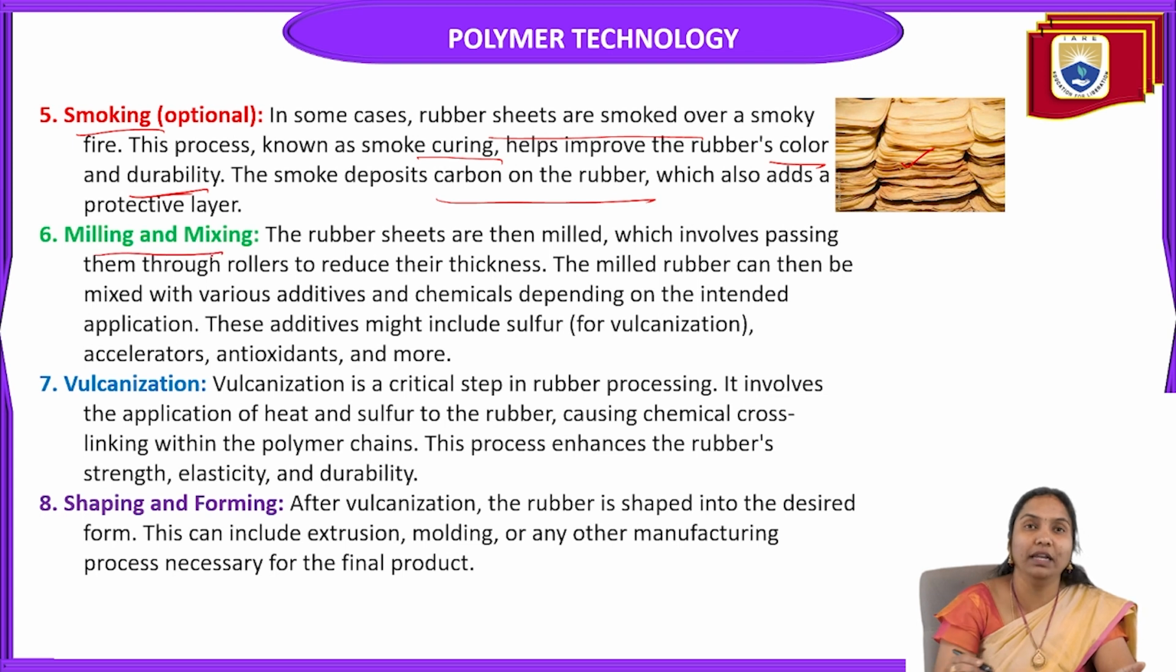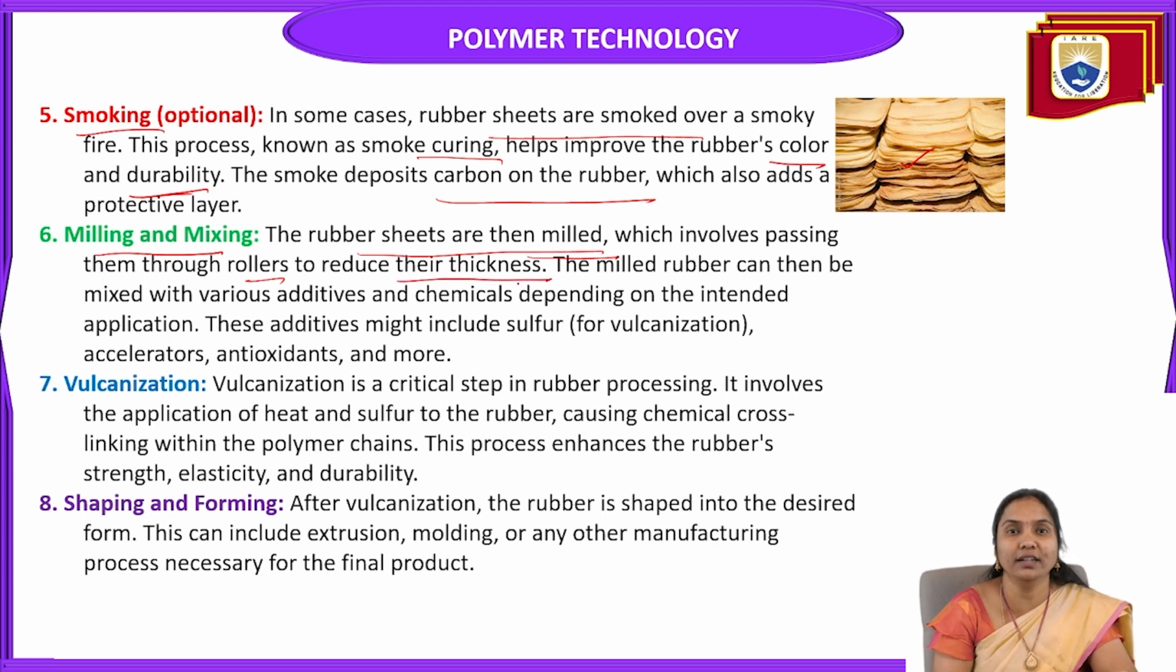And next one is milling and mixing. Milling means the rubber sheets are passed through rollers. This process is called milling. In this case, it reduces the viscosity, that is, it reduces the thickness of the rubber sheets. So rubber sheets are passed through the rollers to reduce their thickness.